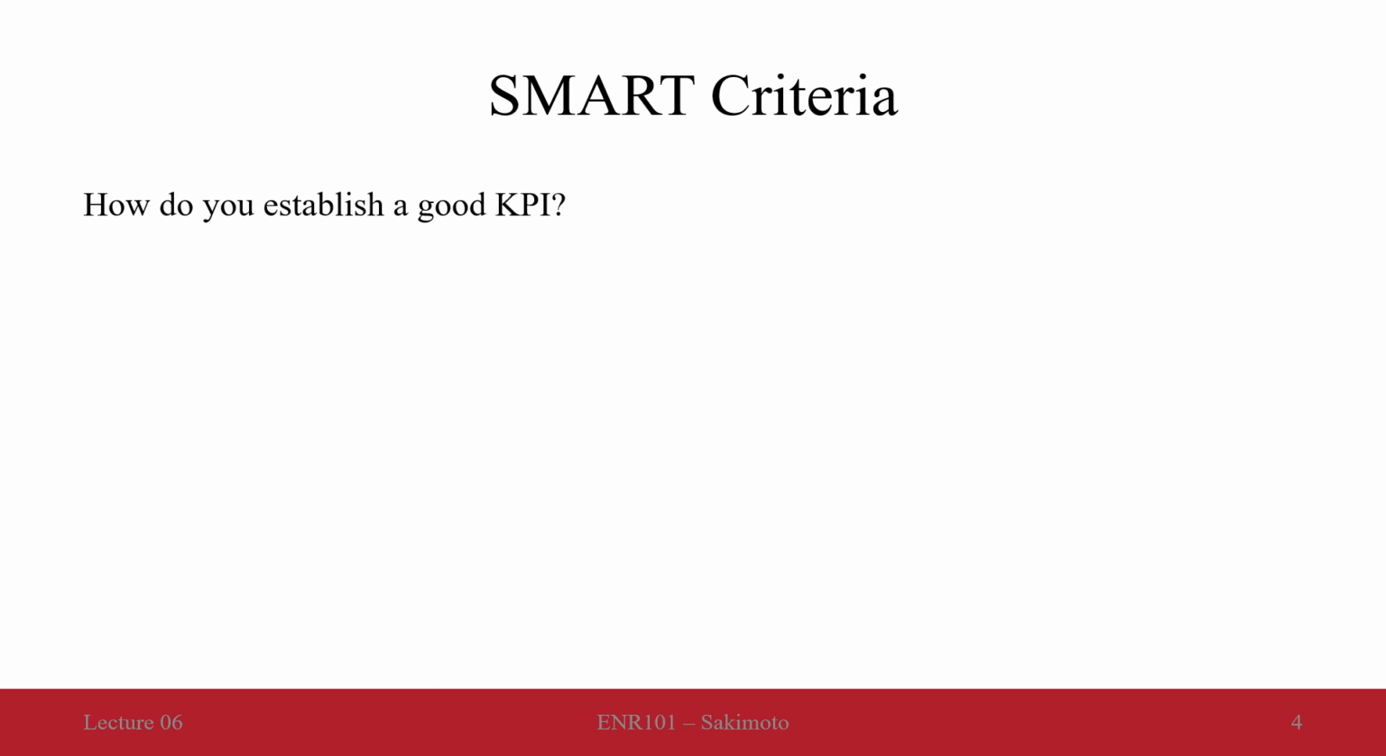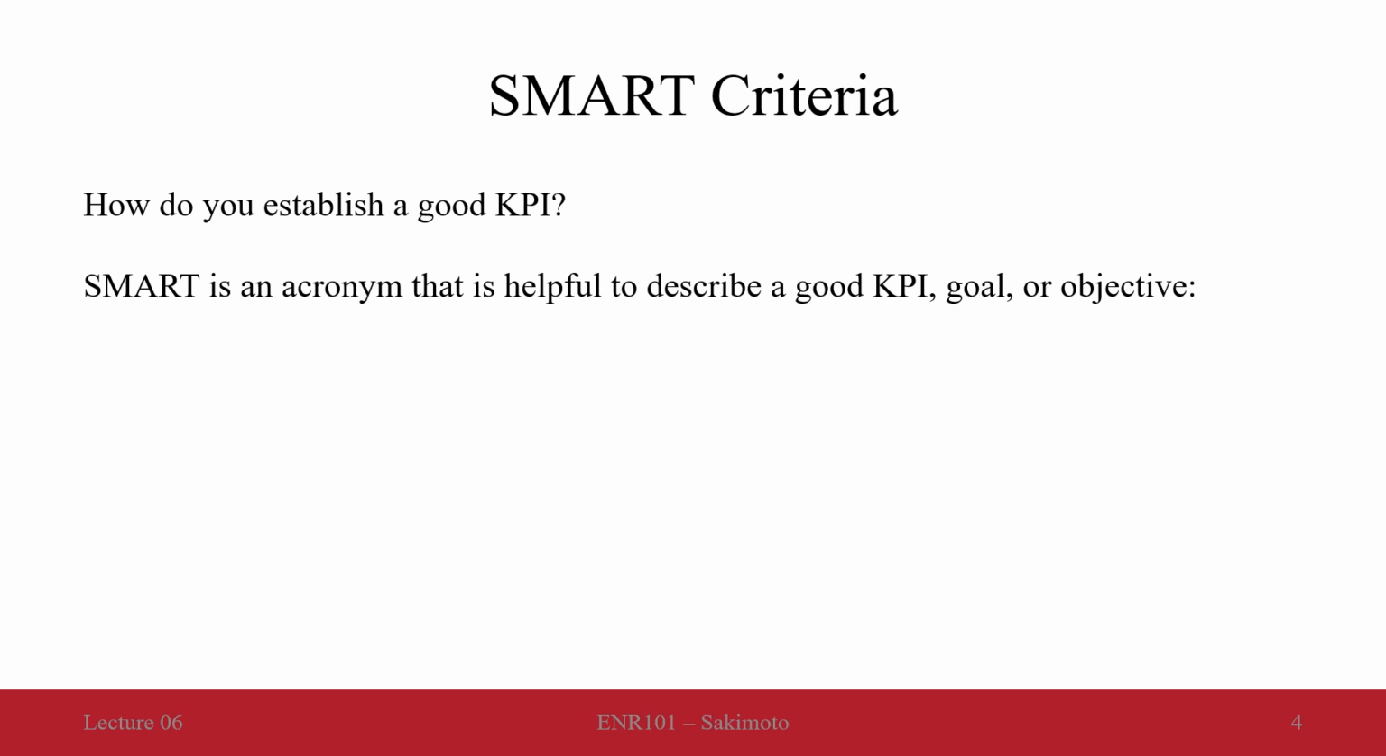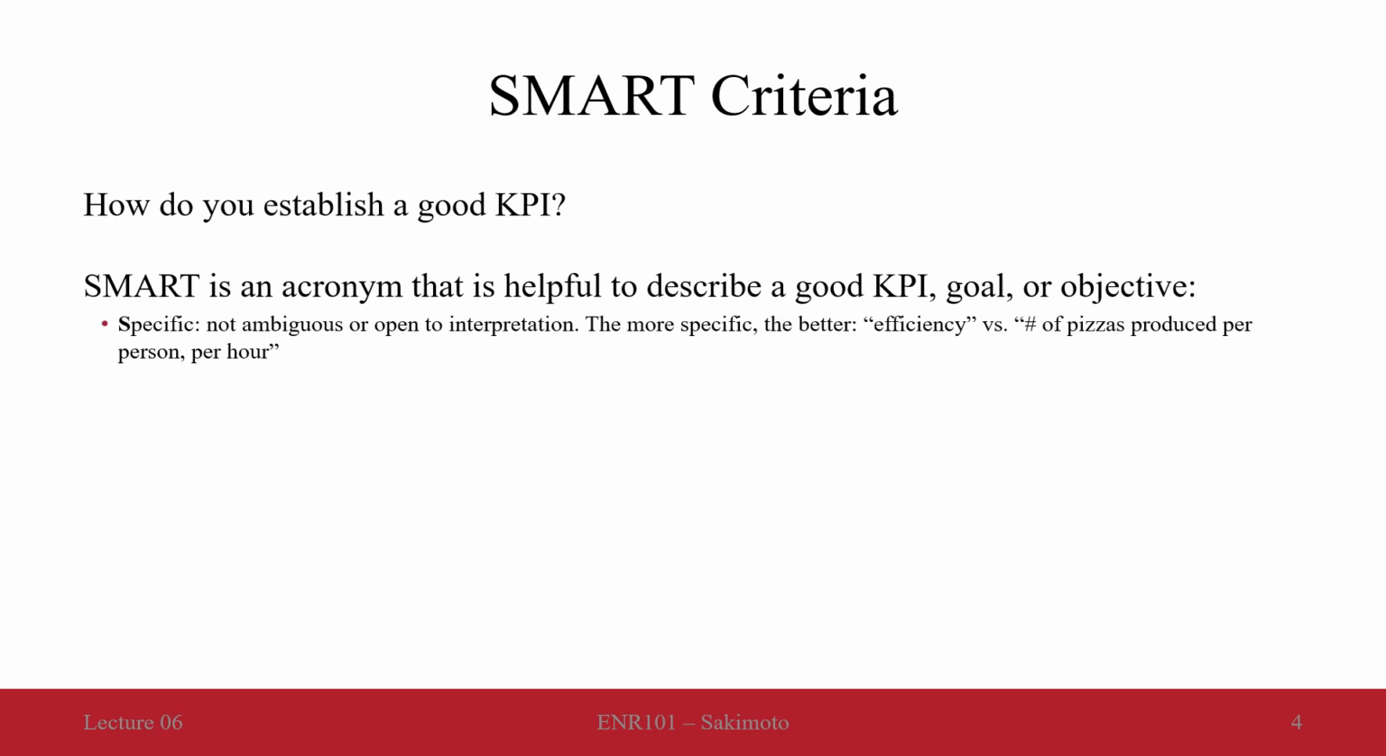You may also hear another acronym as you move through engineering, and particularly the business world, which talks about SMART criteria or SMART goals. SMART is an acronym, as you might glean, that is a guide to how we define or create a good KPI. We could also use it to create good goals or objectives for a particular project. This SMART acronym stands for S, standing for specific, meaning that our KPI, our criteria, has to be very specific, not ambiguous or open to interpretation. The more specific, the better.